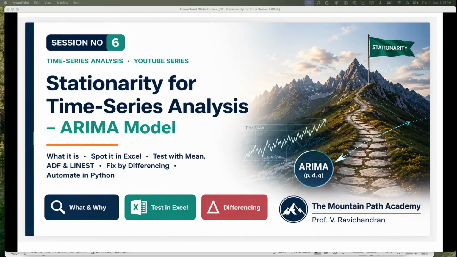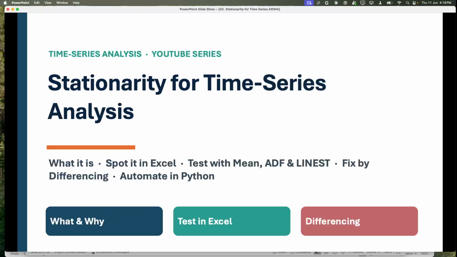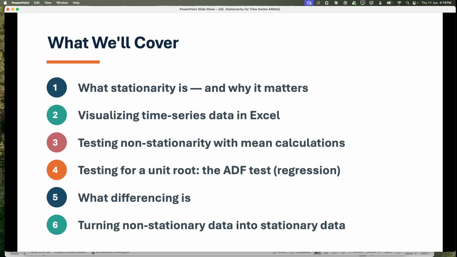Welcome to session number 6 to discuss stationarity for time series analysis in continuation with the ARIMA model. Last session we discussed the basics of the ARIMA model, and one of the most important requirements for any time series analysis forecasting is stationarity. So, what is stationarity? We'll discuss this concept: what is stationarity, why it is important, and how to visualize time series data in Excel to look at non-stationarity and stationarity.